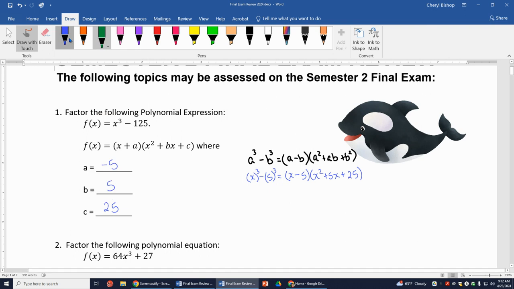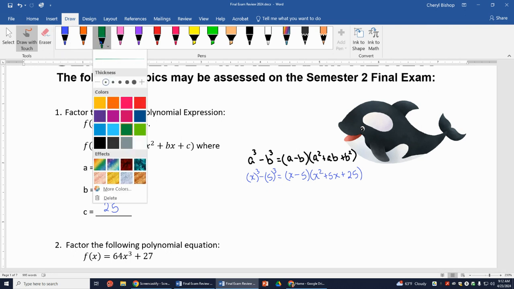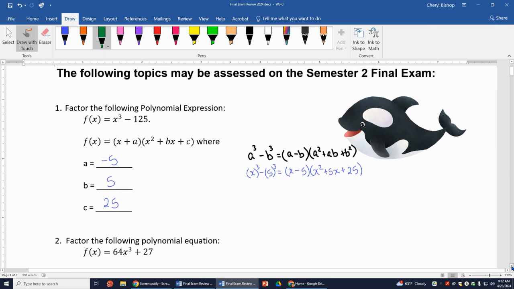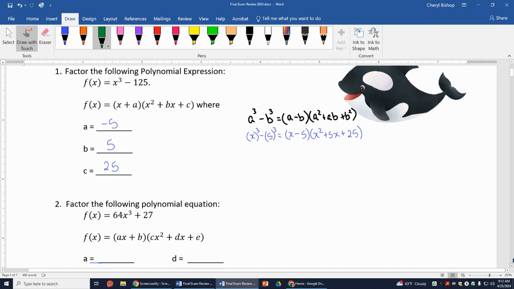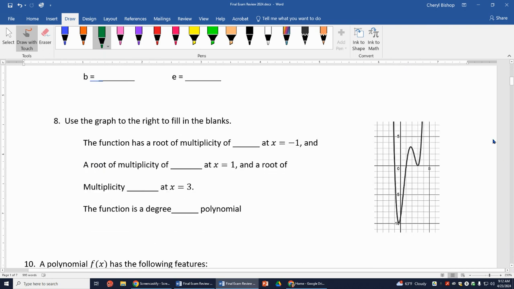Let's go look at number 3. Oops, I went too far. Oh, sorry, number 8. So we're just going to do every other one. The numbering appears to be a little bit off. All right, let's look at number 8.